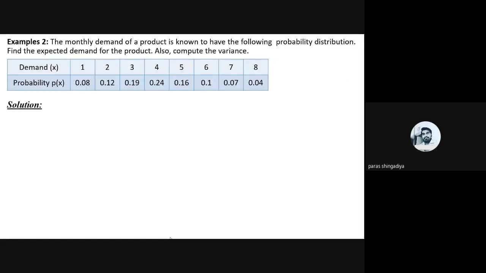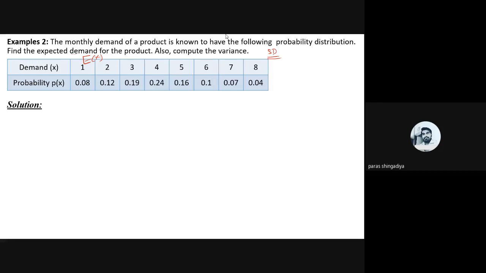Now the second one, find the expected demand. Expected value, expectation. So what is the meaning of expectation? That is called E of x. Clear? So here first find E of x, and then after that find the variance. And we'll also calculate standard deviation. The monthly demand of a product is known to have the following probability distribution, and find the expected demand of the product. Expected demand of the product means E of X, mean. And also compute the variance.